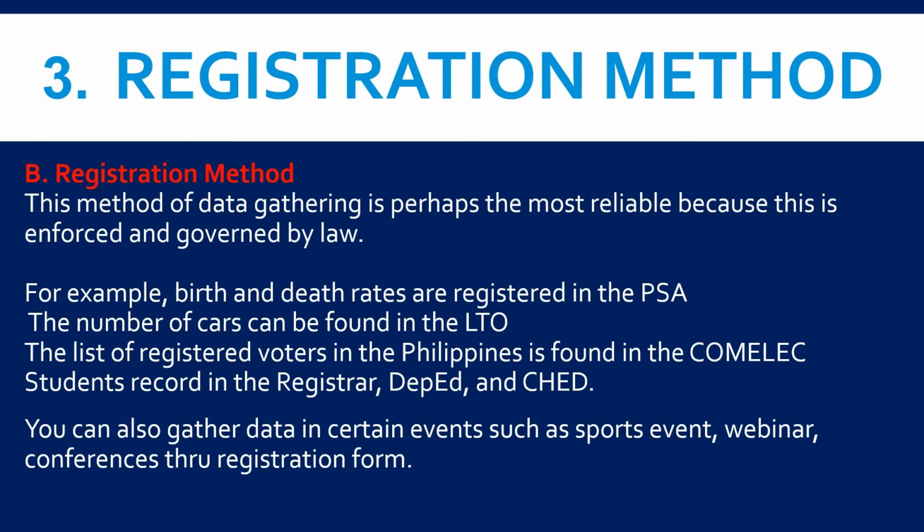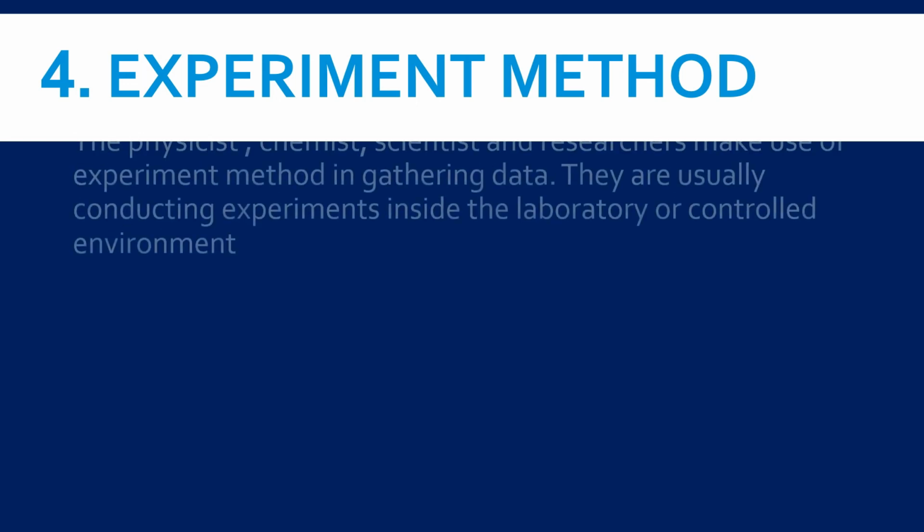So for example, this data in the LTO, in the PSA, or the records in the registrar, DepEd, or CHED, because you can use this in bad things. No? You can use this in other things aside from your main purpose of doing research. At present, we have the Data Privacy Law, which hinders collecting and sharing sensitive information for privacy and security reasons. The fourth method is the experiment method.